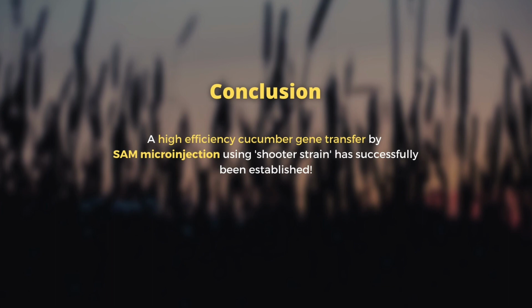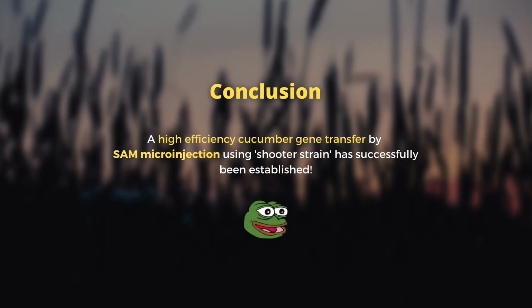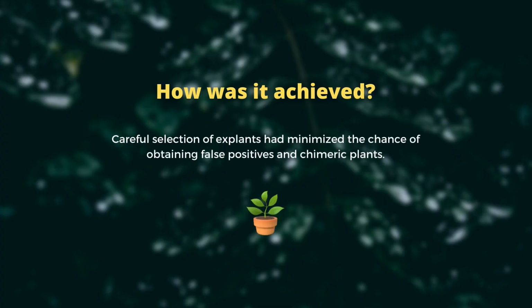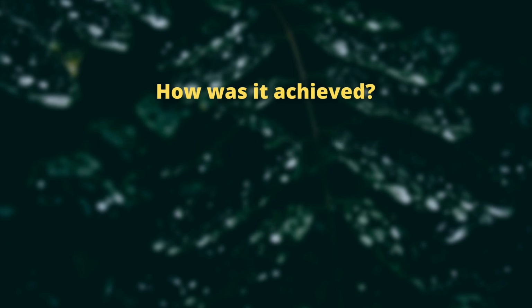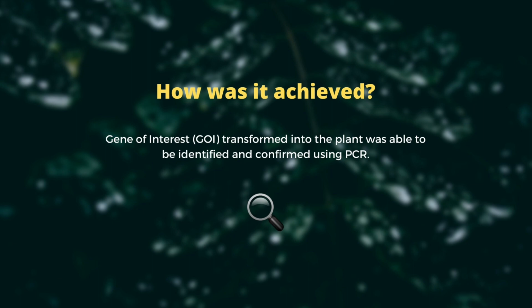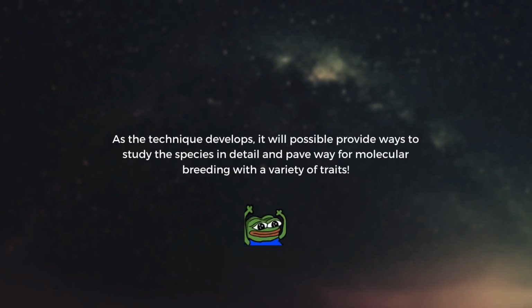In conclusion, a high-efficiency cucumber gene transfer by SAM microinjection using Agrobacterium shooter strain has been successfully established. Because of the careful selection of explants, it minimizes the chances of obtaining false positive and chimeric plants. By using PCR, the gene of interest which has been incorporated into the plant was confirmed. As the technique develops, it possibly can provide us with ways to study the cucumber and pave the way to molecular breeding to breed crops with a wide variety of traits.